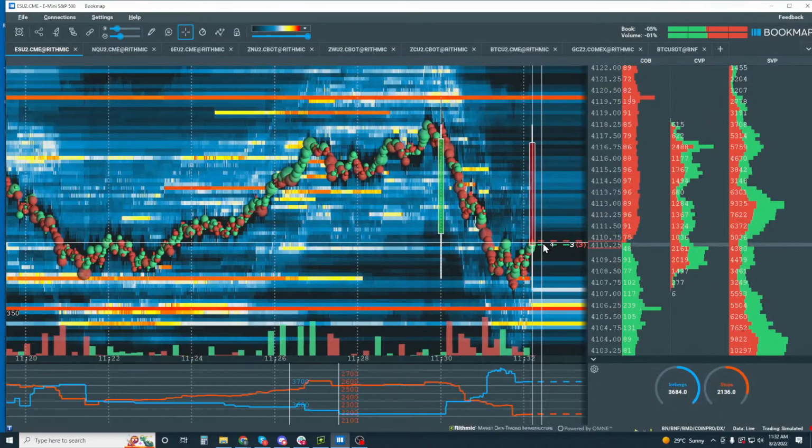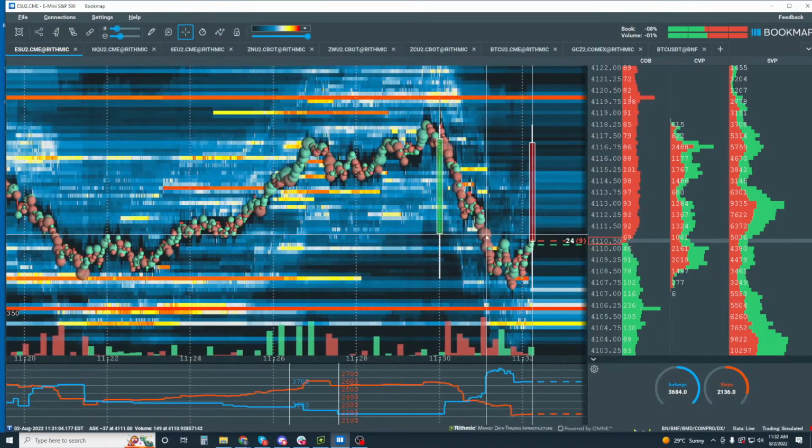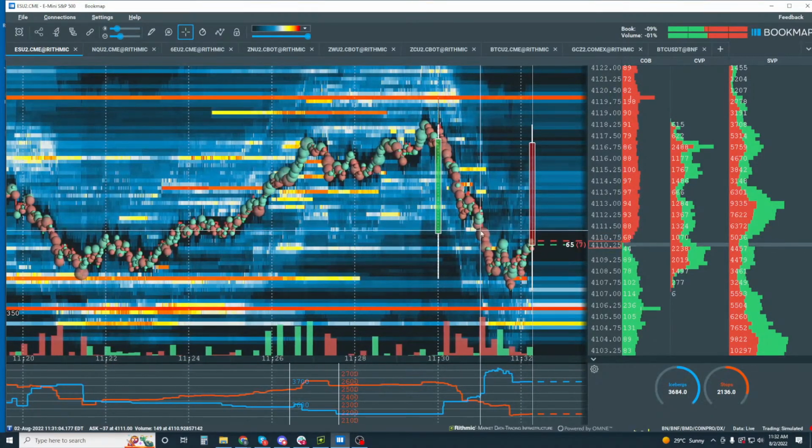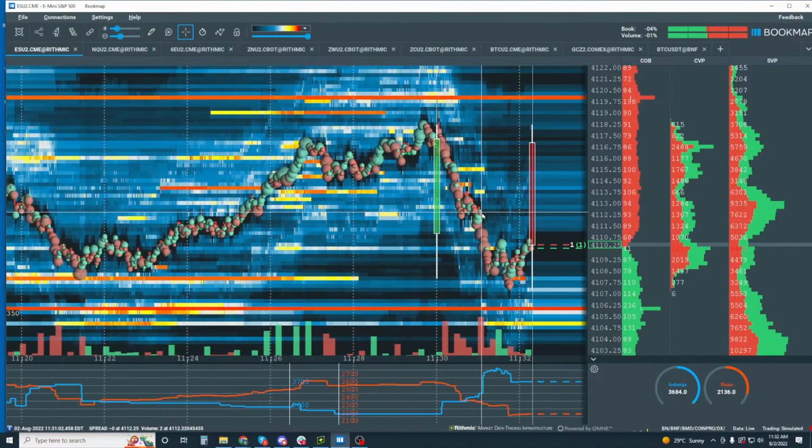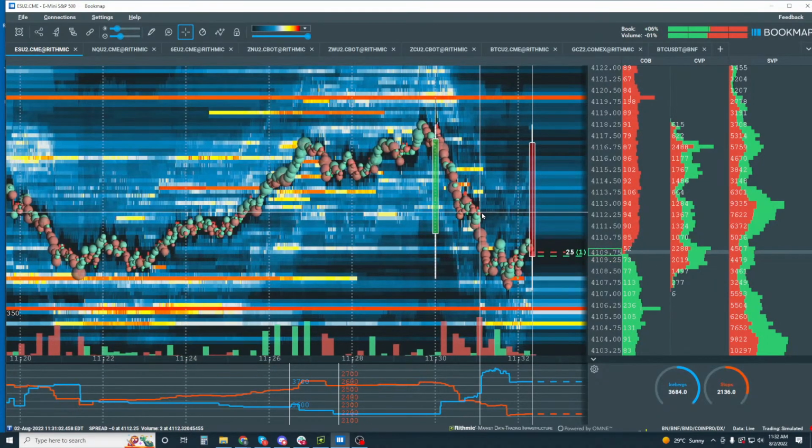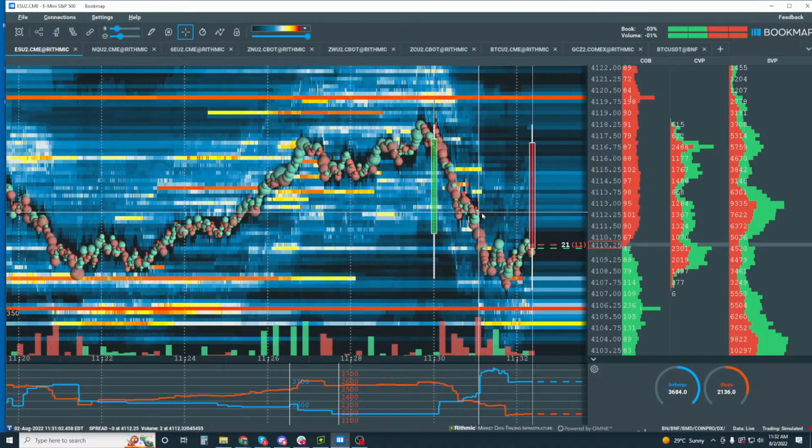Okay, here come our buyers back in again. Now we want to see them get back up above this selling in here, and a retest back here to like 112, 41.12.